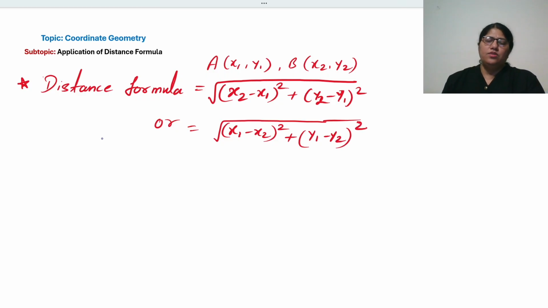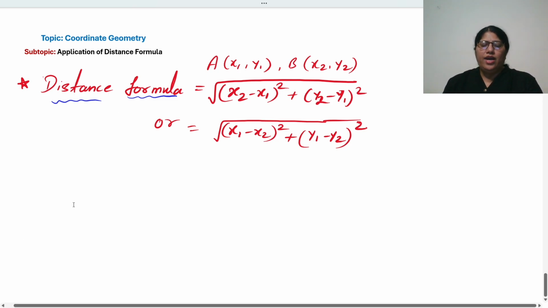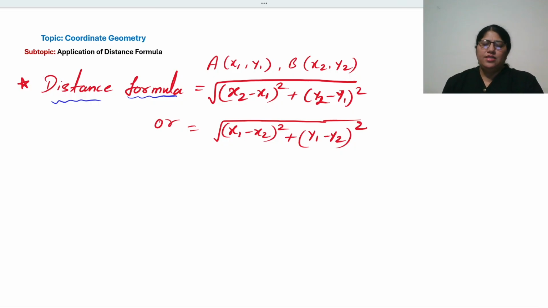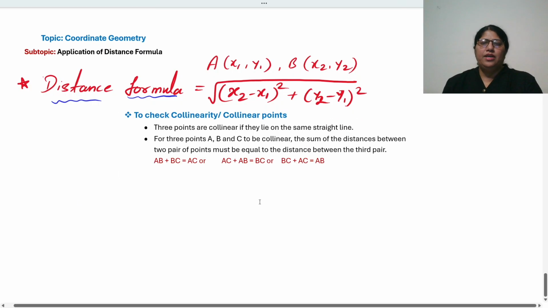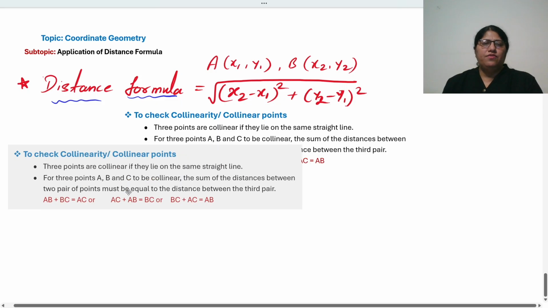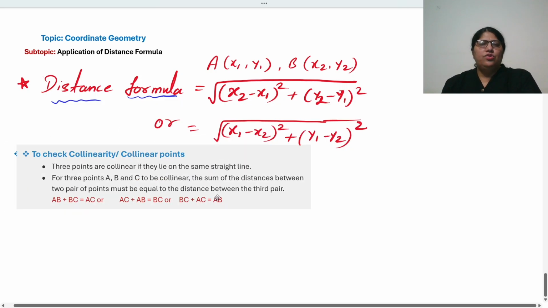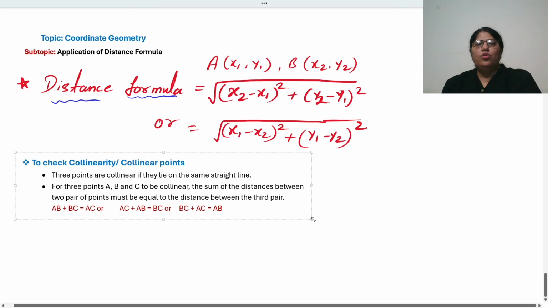Now, what are the places, what are the applications of this distance formula? Because you will see case study questions from this chapter. So let us see here. The first application is collinearity, to check whether the given points are collinear or not. You will see the first application here is to check collinear points.